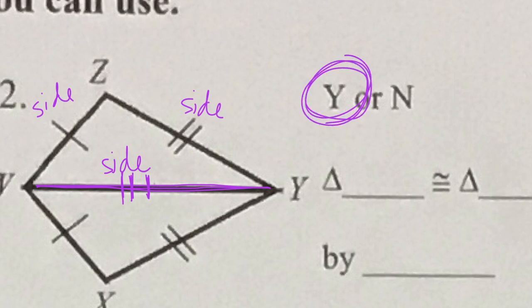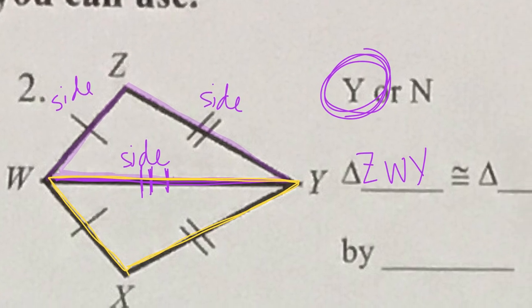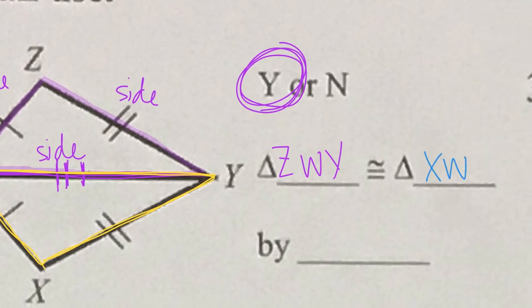Yes, we do. So once again, let's pick some letters. How about ZWY? Let's go with ZWY this time for fun. ZWY is congruent to what other letters down here? Z goes with what angle? X. W goes with what angle? W, and Y goes with Y. So this is XWY. By which three-letter combination? SSS, because we have three sides that are being marked as congruent.